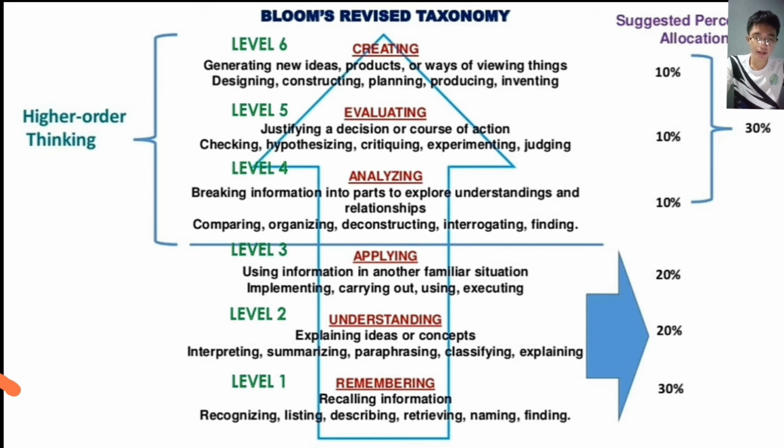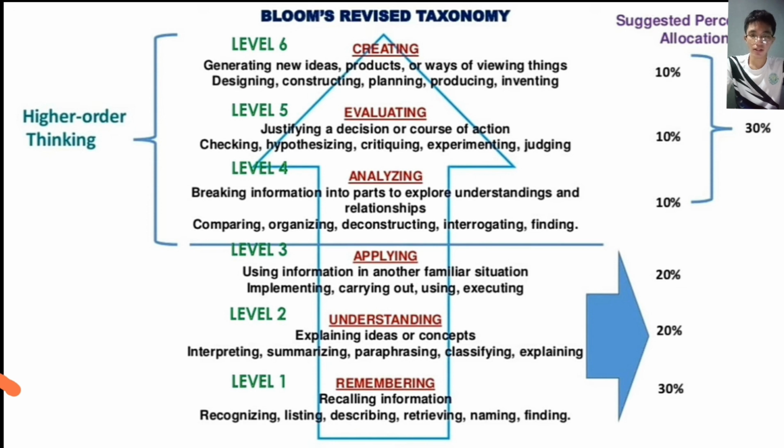classifying, and explaining. On level 3 we have the applying, using information in another familiar situation. Usually this is about implementing, carrying out, using, or executing. On level 4 we have the analyzing, the breaking of information into parts to explore understanding and relationships. So in level 4 it starts to be average to hard. Levels 1 to 3 are easy to average.